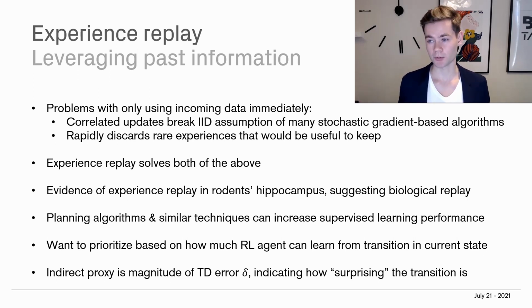So perhaps the most intuitive way of training a reinforcement learning algorithm or agent would be to simply make use of the rewards and the feedback that we get from the environment and the system immediately. But there are some problems with this, namely that correlated rewards or updates break the IID assumption that many stochastic gradient-based algorithms are based on.